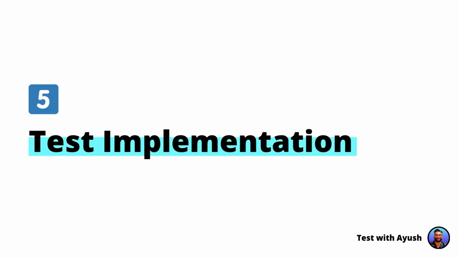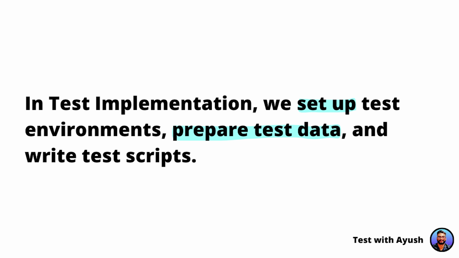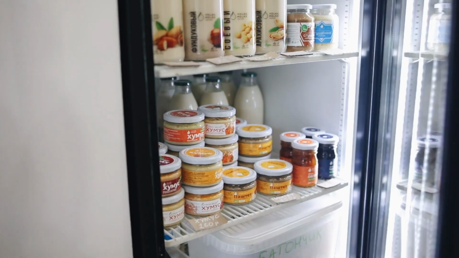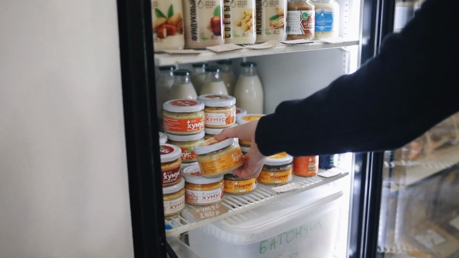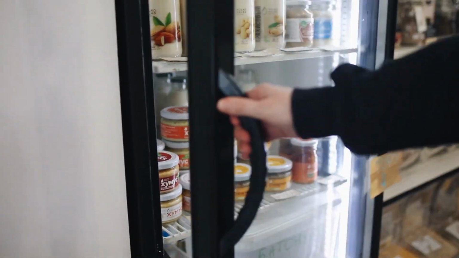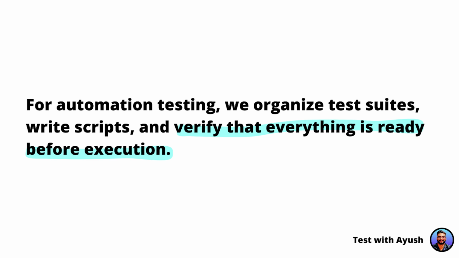Number 5, test implementation. Now that we know what and how to test, we move to test implementation. Here, we set up test environments, prepare test data, and write test scripts. Imagine setting up a kitchen before cooking. You arrange all the tools, measure your ingredients, and prepare everything before turning on the stove. Similarly, for automation testing, we organize test suites, write scripts, and verify that everything is ready before execution.